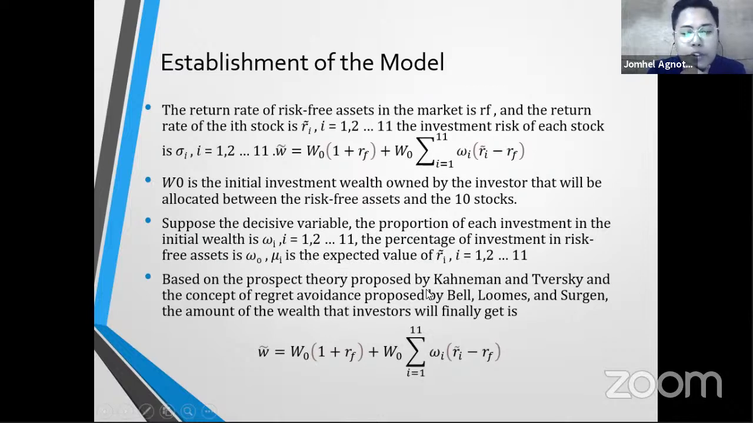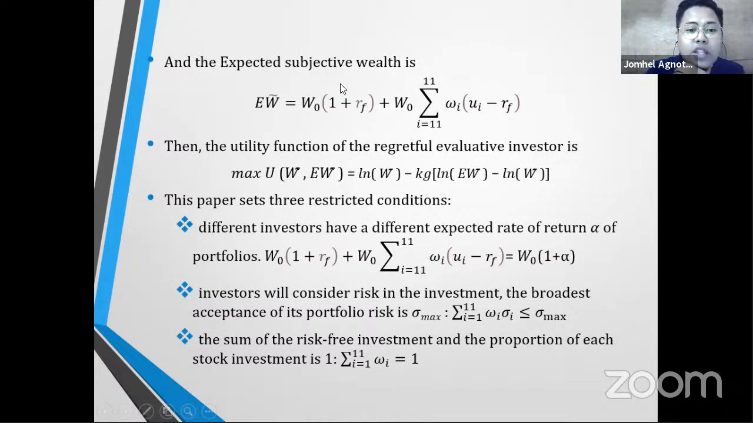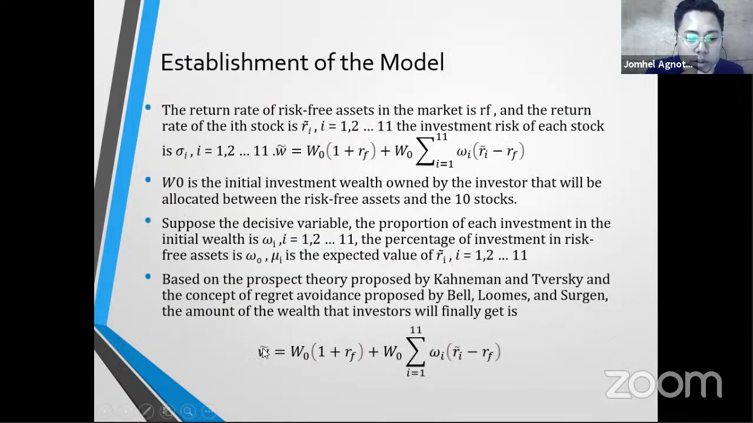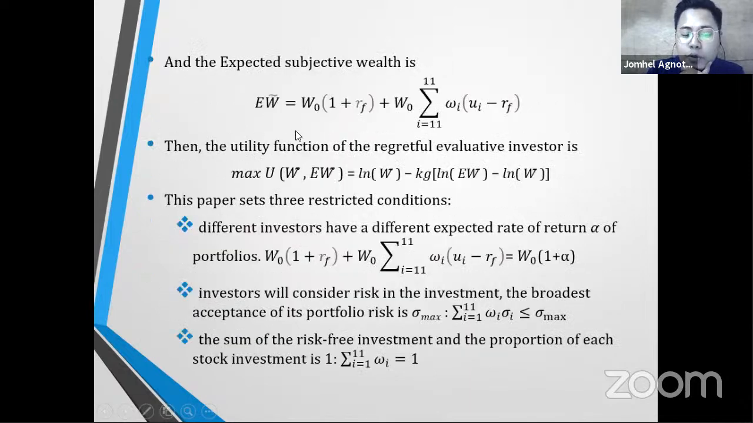So based on the prospect theory proposed by Kahneman and Tversky and the concept of regret avoidance, we finally get the expected subjective wealth, which is what we expect our wealth to be after this formula. So ano bang trabaho nito? Magagamit natin itong W, tsaka expected ng W, to get the maximum value ng ating utility function, which is yung goal natin. Okay?